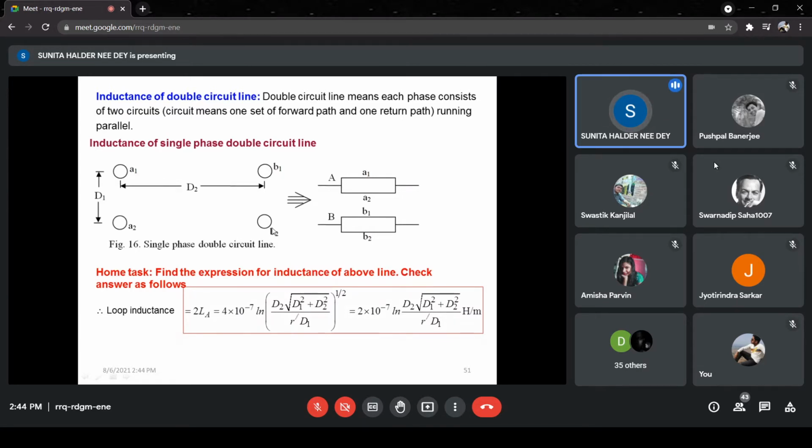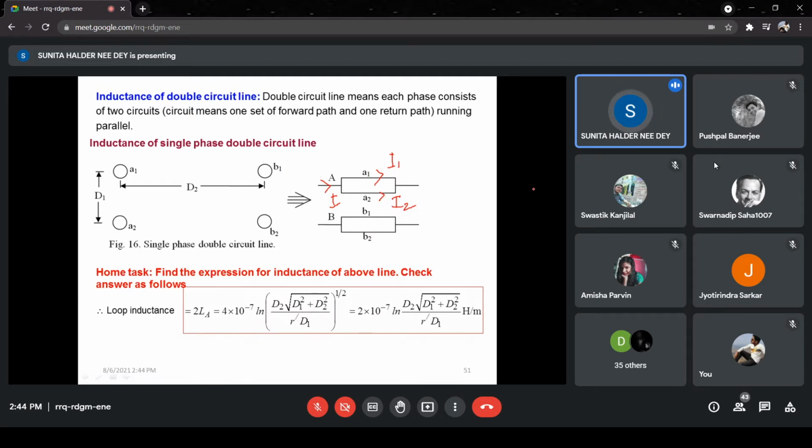Why is it required? Say the total current is I. If the conductors are identical, then this current will be divided into two parts, I1 and I2, and I1 and I2 will be the same. So actually the thermal stress, I squared R T, on each conductor will be less. Sometimes a conductor of the required rating for the required power transfer may not be available, so we can opt for a double circuit line.